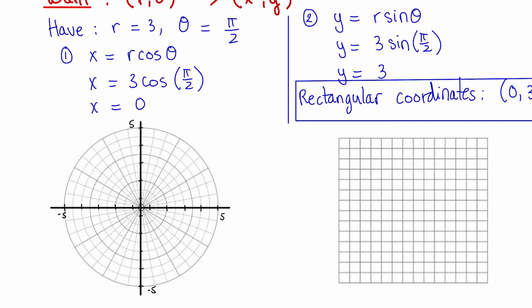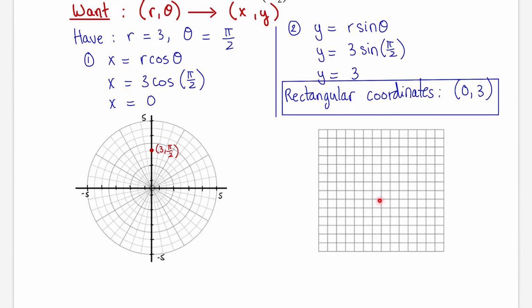r is 3. From the pole, I go to the right 3 units: 1, 2, 3. And theta is π over 2. I will rotate in the counterclockwise direction π over 2. It's going to be this point right here. Over here on the rectangular grid, I will also draw my vertical and horizontal axes.